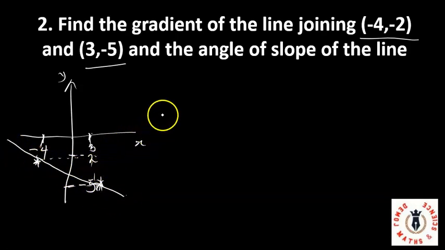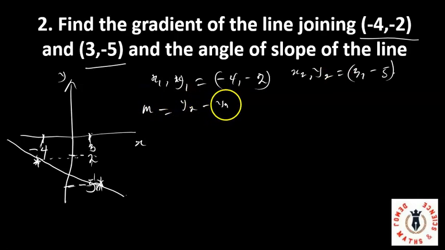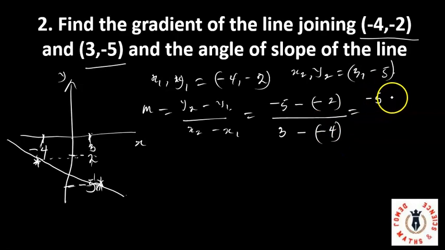Now, what is the slope of this line? I want to call my x1, y1 the same thing as -4 and -2, and my x2, y2 the same thing as 3 and -5. So that the gradient of the line, M, will be y2 minus y1 over x2 minus x1, which is equal to my y2 in this case, -5, minus -2, which is my y1, over my x2 in this case, 3 minus -4. So that my gradient becomes -5 plus 2 over 3 plus 4.